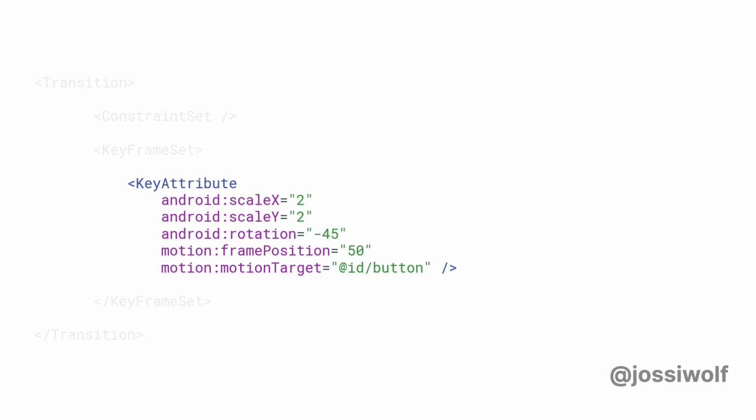So there's some things going on here. We say Android scale x and scale y should be 2, so multiplied by 2. We set the rotation to -45. We set the frame position to 50, so it's again just in between, in the middle. And we say our motion target is the button. And if we run it now, it looks like this.